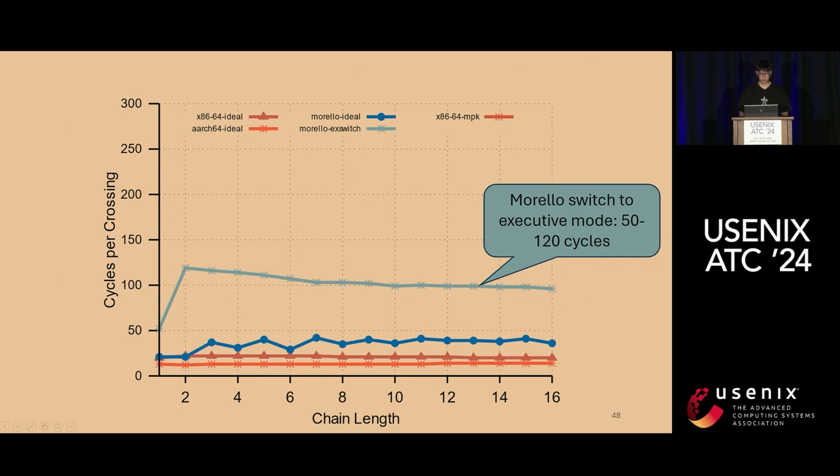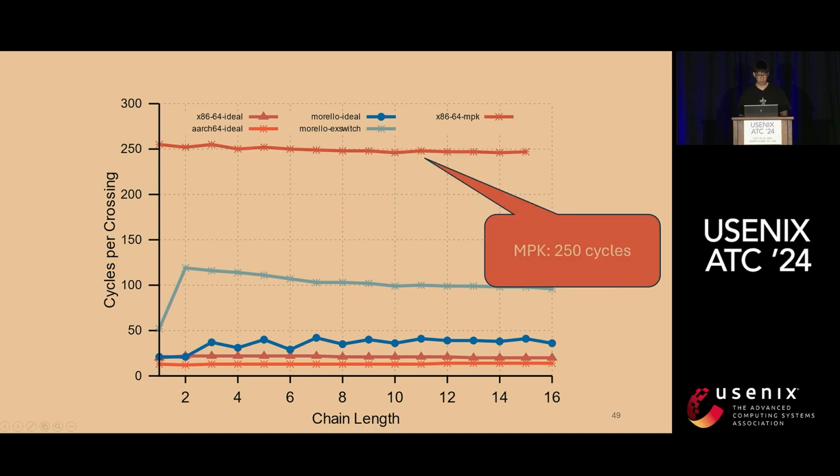Morello switch uses the trampoline to switch into the executive mode to change the DDC to a target calling domain, and then switch to restrict mode to continue execution in the next domain. It has around 100% overhead. MPK comes at worst, with over 250 cycles overhead.